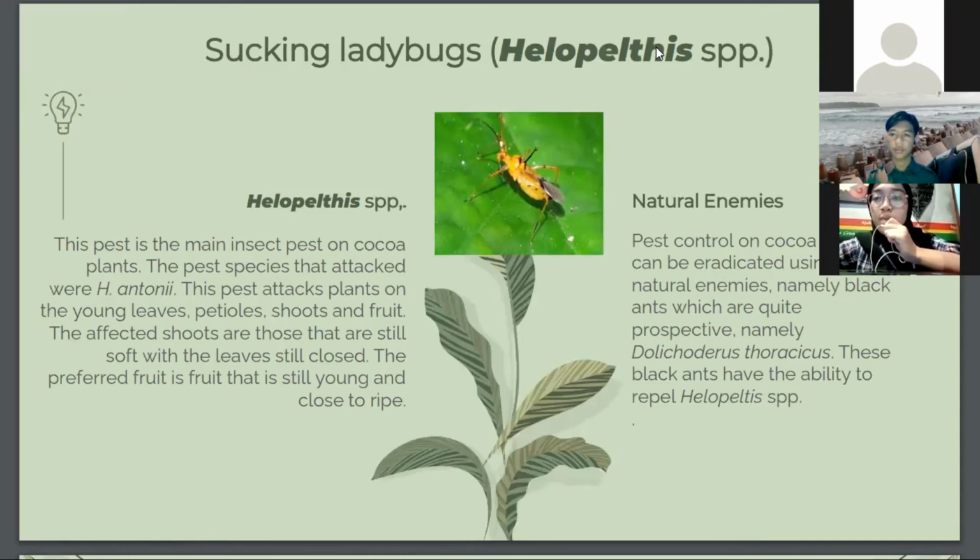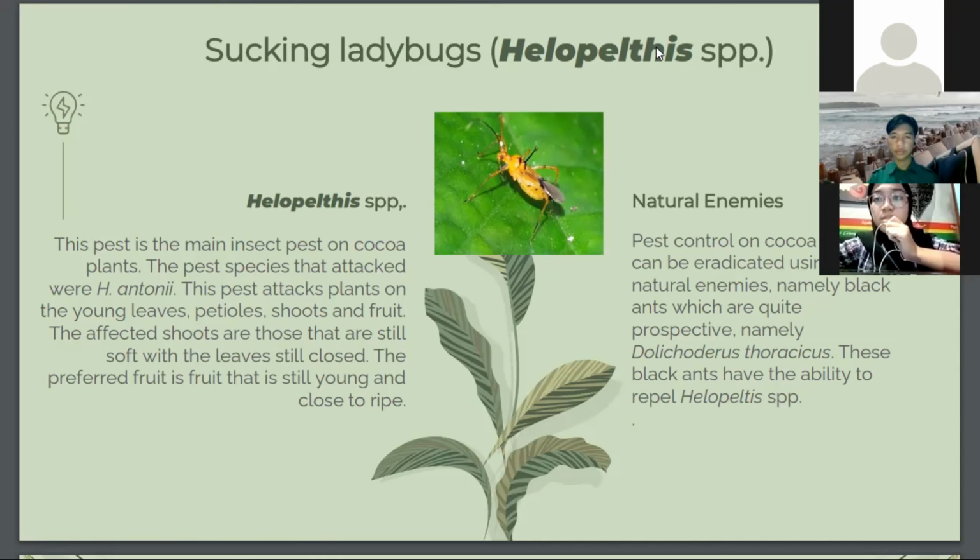And then the sucking ladybugs, or Helopeltis sp. This pest is the main insect pest on cocoa plants. The pest species that attacks is H. antonii. This pest attacks the young leaves, petioles, shoots, and fruit. The affected shoots are those that are still soft with the leaves still closed. The preferred fruit is fruit that is still young and close to ripe.